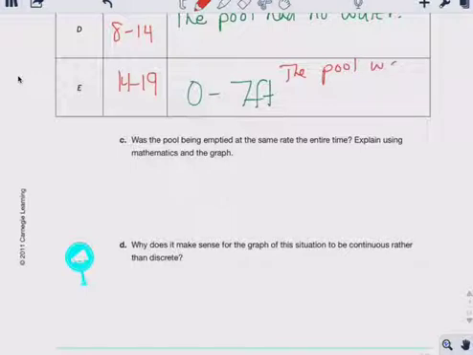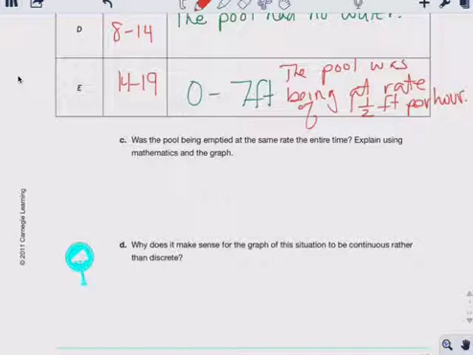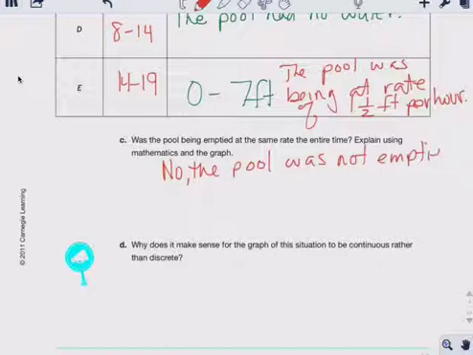Pool was being filled at a rate of 1.5 feet per hour until it got full at 7 feet between 18 and 19 hours. Okay? Was the pool emptied at the same rate the entire time? No. The pool was not emptied at the same rate.